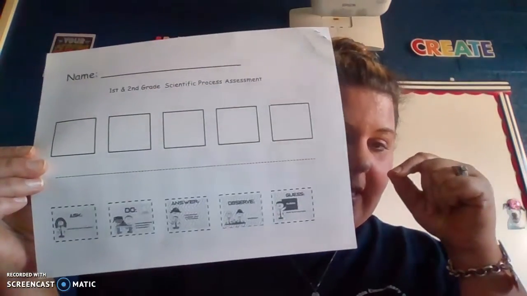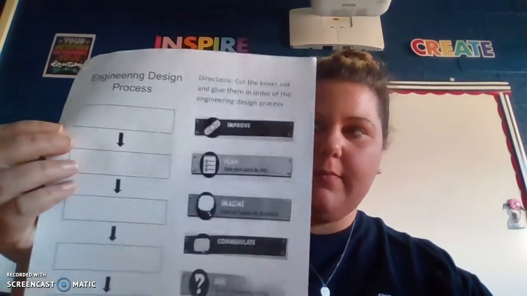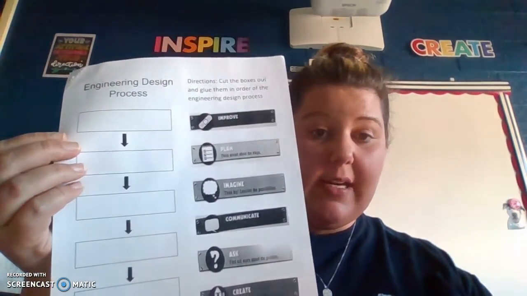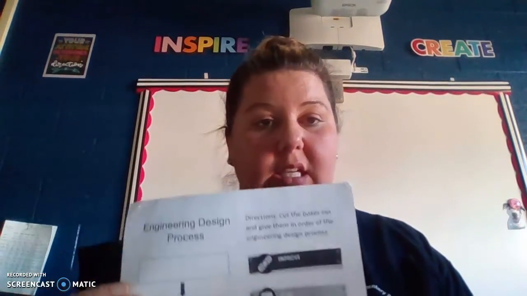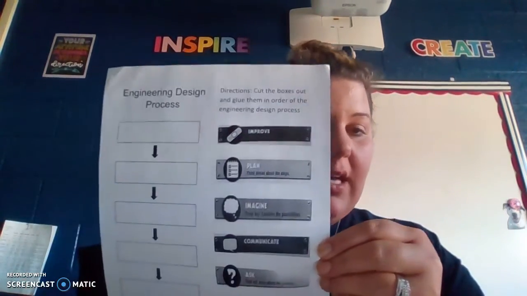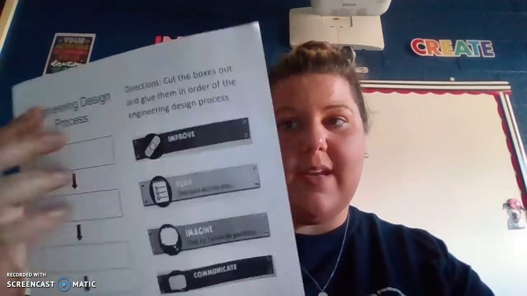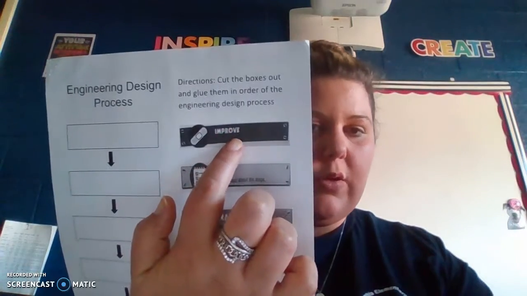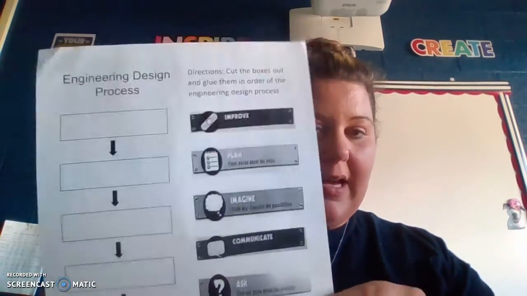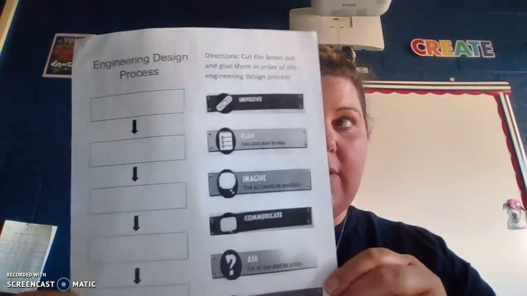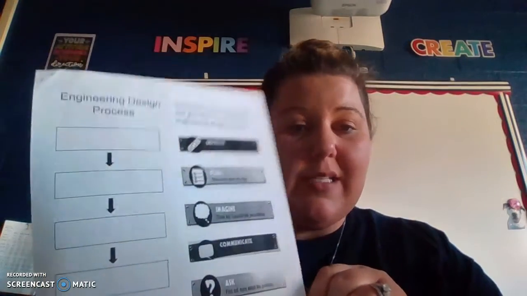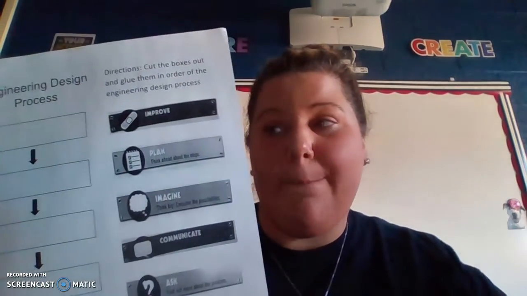Today for the science, you're going to need your scientific process page and your engineering design process page. What I would like you to do is you can cut and glue these over here in the correct order if you'd like to. If you don't want to cut and glue, I'm okay with you writing the bold word over in the box in the correct order. So remember, for the engineering design process, that is what we do when we're building something.